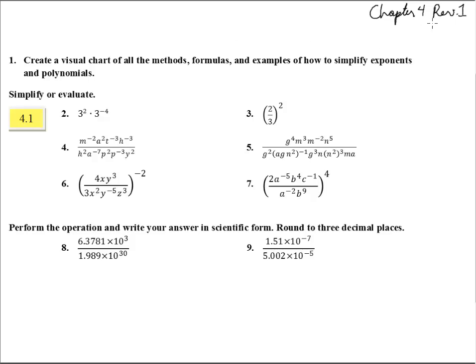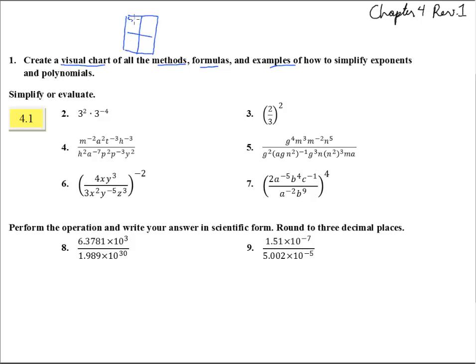Here we are in Chapter 4, Review 1. Number 1, it says create a visual chart of all the methods, formulas, examples of how to simplify exponents and polynomials and multiply and divide them and all that other stuff. We only have 4 sections, so your visual chart should look something like this.